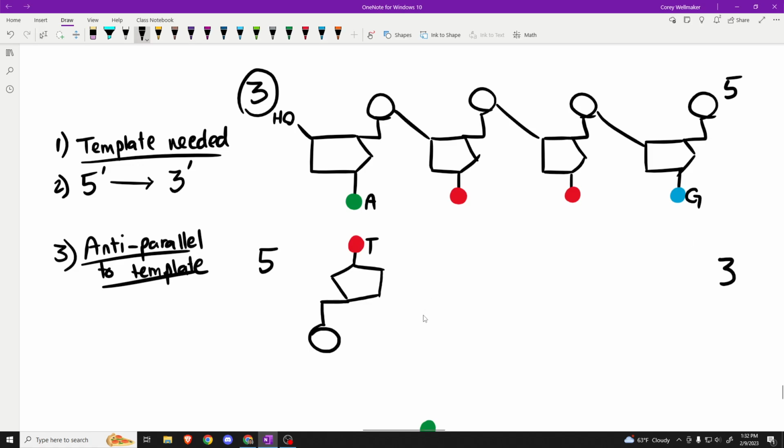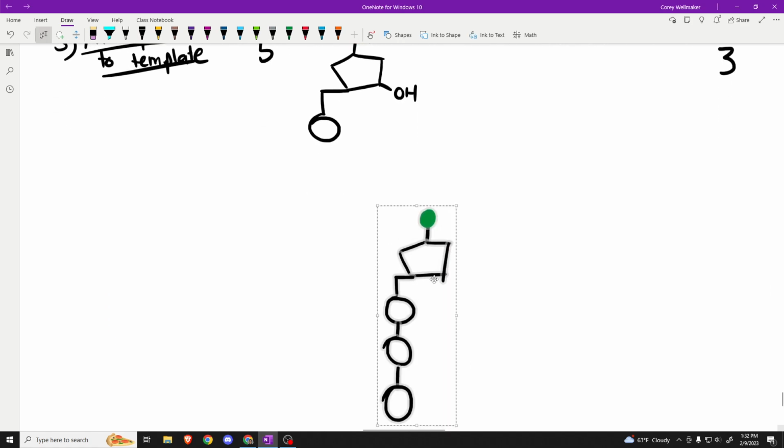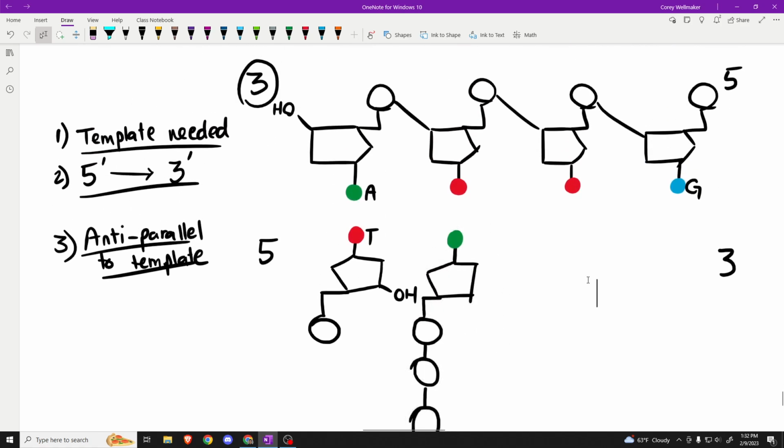So the next thing that I need to do is synthesize my new nucleic acid strand by growing it in the 5' to 3' direction. So here is carbon number 3 of this nucleotide. A dehydration reaction needs to occur. So we're going to have another nucleotide come in. And notice that this nucleotide is going to be complementary to the one across from it on the template strand, right? So this is T on the template strand, meaning this nucleotide is going to have to be A.